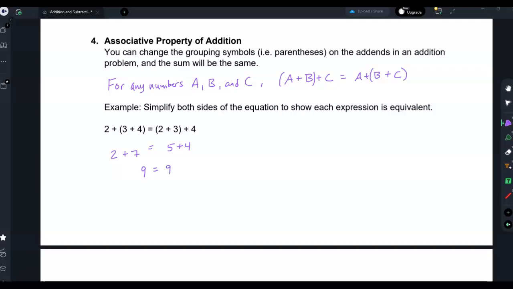And that will work no matter what your numbers are. If I don't change the order, but I just change the association, my parentheses, this will work for any numbers where I'll always get the same thing, even though we arrived at it in a different way. So we can actually apply this to some strategies that we use for adding things mentally.